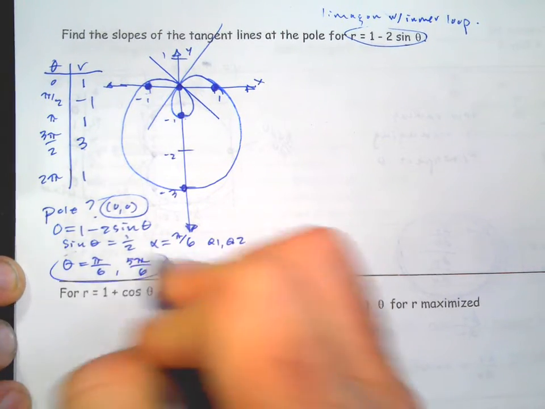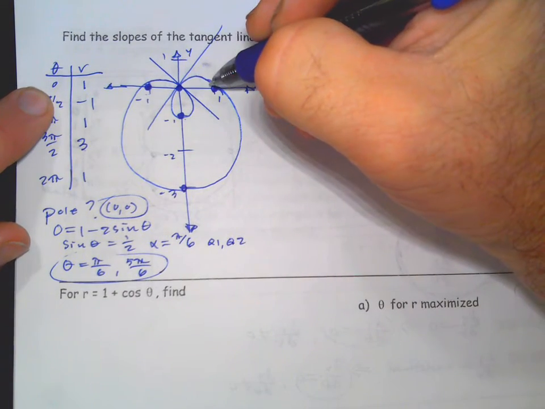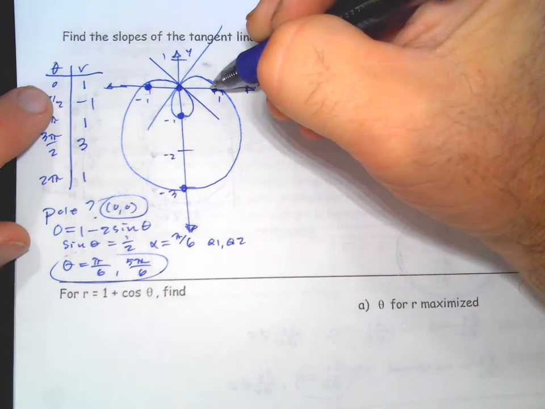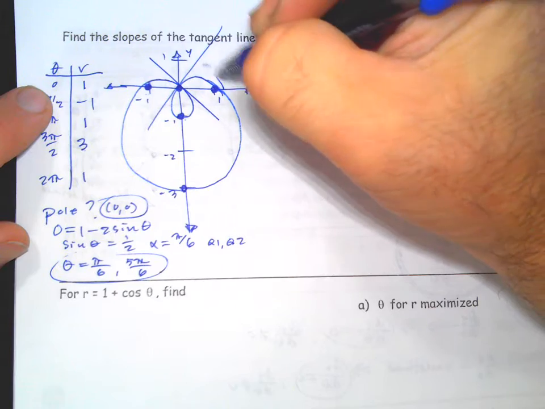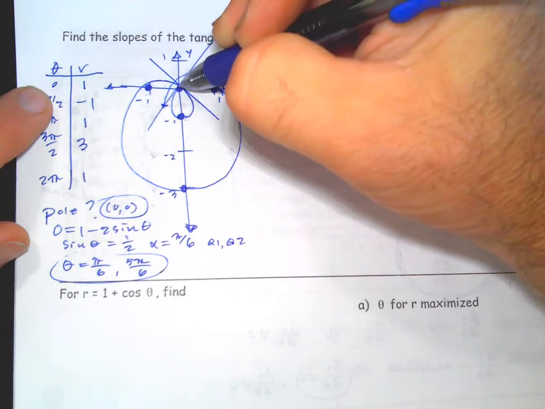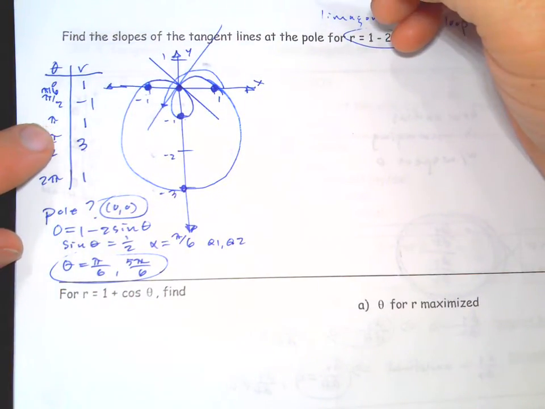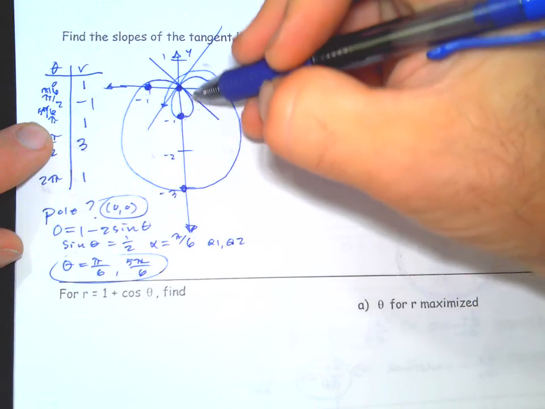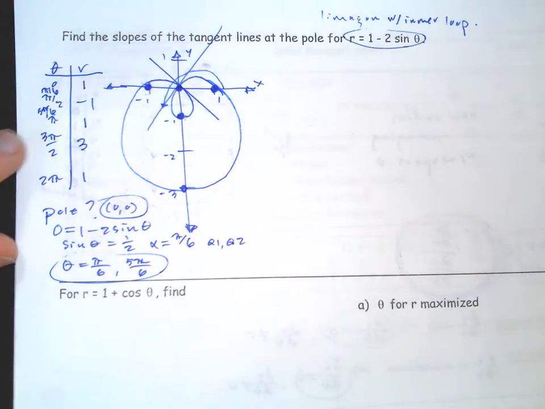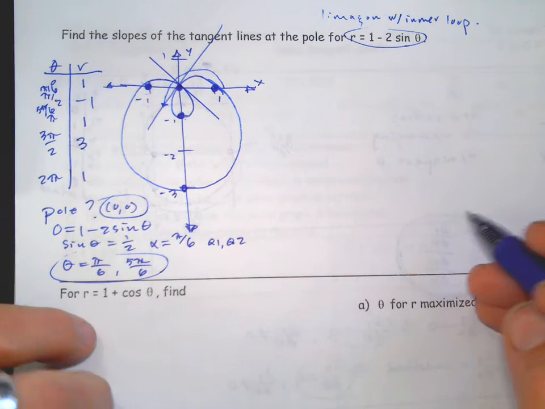That should make sense if we were to put those in here. Pi over 6 would be right there, and that goes between when it goes from 1 to negative 1. It goes from this point to this point, right? And it has to go through the pole in between those. So it makes sense that we go in there. And then 5 pi over 6 would be right here. So between this point and the next point, it goes through the pole again. So that makes sense that those are the angles. It's hard to think of them as in like quadrants and stuff, but okay.